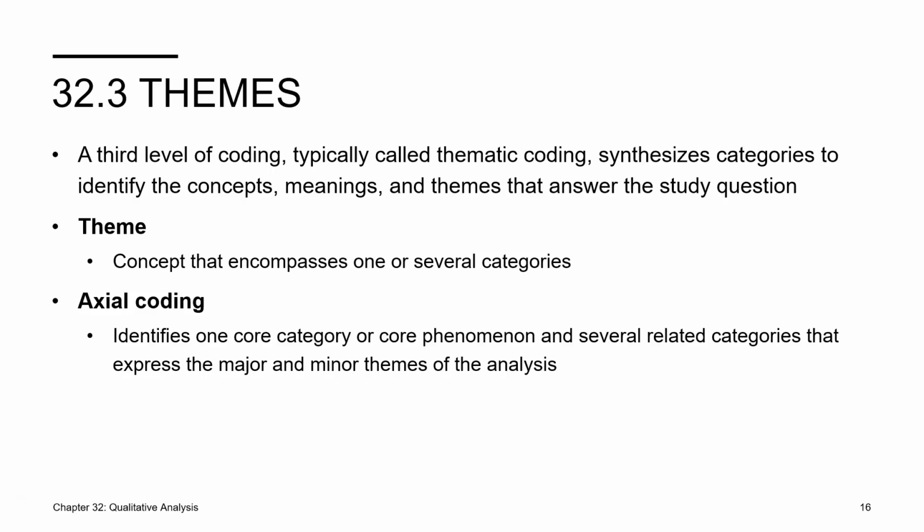And then the third level is themes. This is thematic coding, and this is where you would synthesize different categories into a broader concept. That concept emphasizes one or other categories. So social determinants of health could be a broad theme that encompasses many different aspects of health together. Then you could also have axial coding used, and this is where you identify one core category or core phenomenon, and then you have several different related categories that express major and minor themes of the analysis. And so it's all related to a theme here.